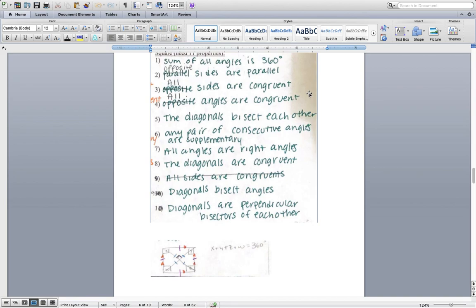So the square is the most perfect. It has all of the properties of the other ones, really. It really does, plus more. Okay, and this is the first half of the notes. Now we have a couple other quadrilaterals to talk about.